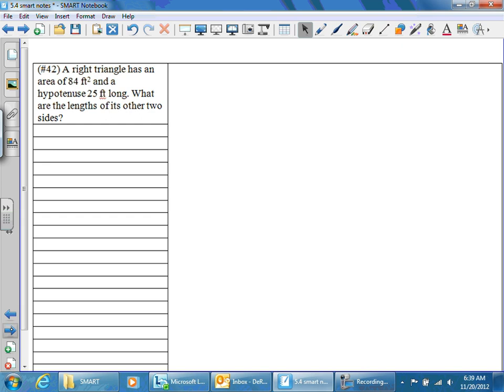All right. A right triangle has an area of 84 feet squared and a hypotenuse of 25 feet long. What are the lengths of its other 2 sides? So I'm going to draw a picture first. So it has a hypotenuse of 25, and I don't know what the other 2 sides are, so I'm going to give them x and y.